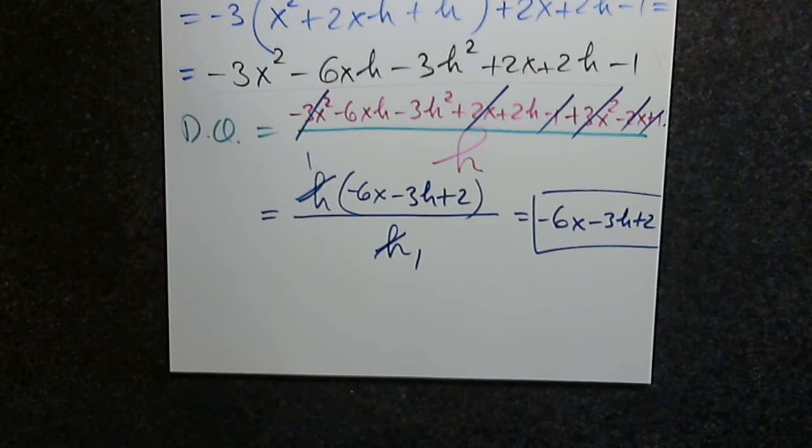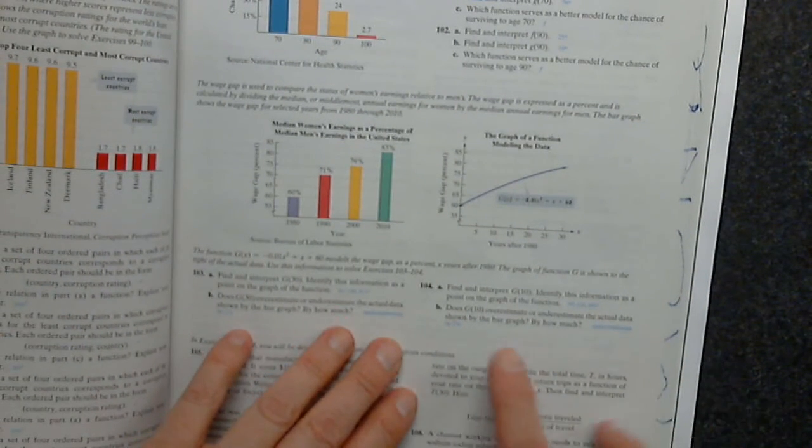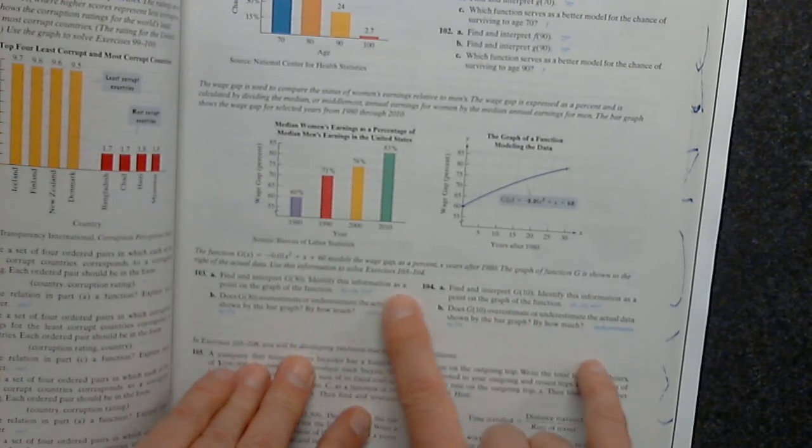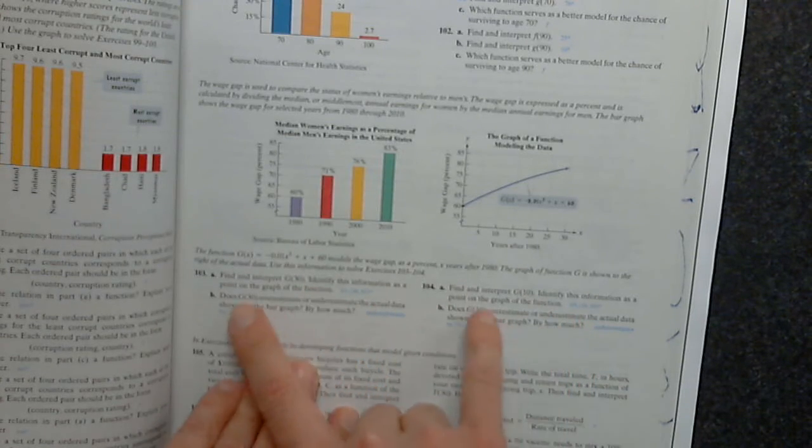On page 233, I'm looking at this graph because this is what this first section, 2.1, is all about: looking at graphs and reading from the graph. These two problems, 103 and 104, refer to what we see here.